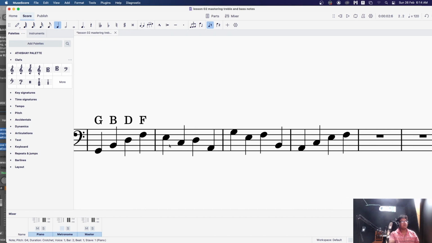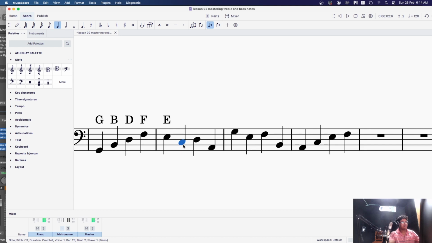Come on, remaining notes. I hope you have written them already. What is this? Third space, E. This one, C. What's this? D. What's this first space in bass clef? A. G. What's this third space? E. Correct. What's this? F. What's this? Second line, B. What's this? First space, A again. C.